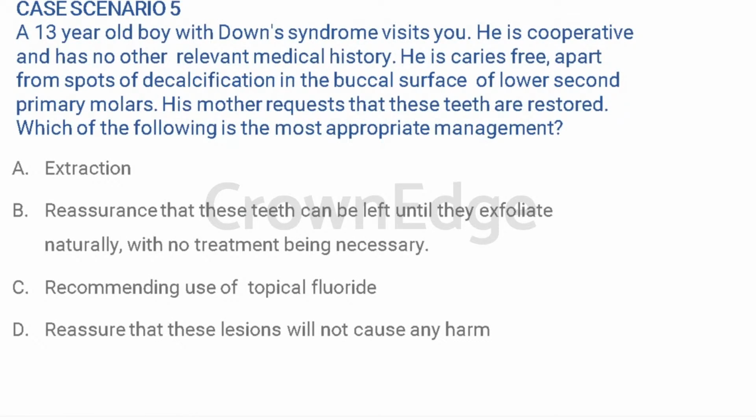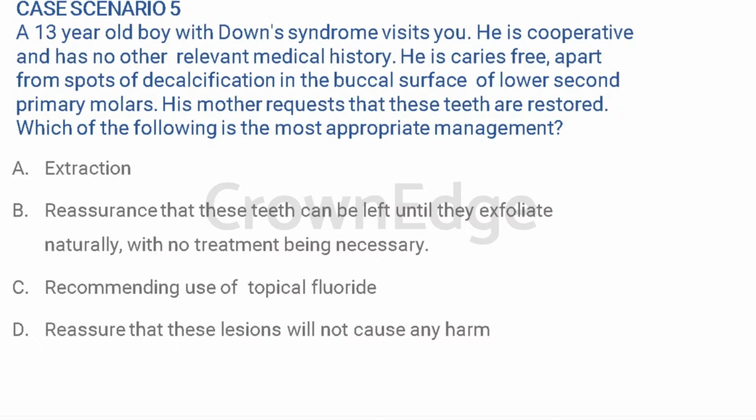Now, this is a fifth case scenario, okay? So you are presented with a 13-year-old boy with Down syndrome, all right? He's cooperative and has no other relevant medical history. He is caries-free apart from spots of decalcification in the buccal surface of the lower second primary molars. Okay. Question. His mother requests that these teeth are restored. Which of the following is the most appropriate management?